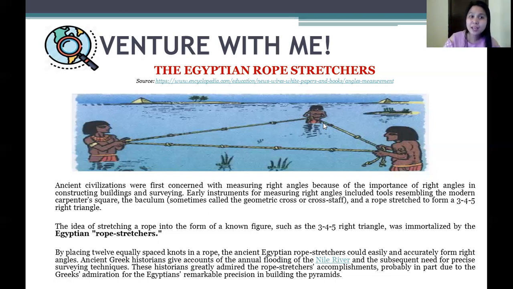Now, how did they measure right angles? They make use of rope stretchers. A rope stretcher is a rope stretched to form a 3, 4, 5 right triangle. Now, how do they do the rope stretchers? They place 12 equally spaced knots in a rope, because if you add 3 plus 4, that's 7, plus 5, that's 12. So they need to make 12 equally spaced knots. And after that, they need to divide it.